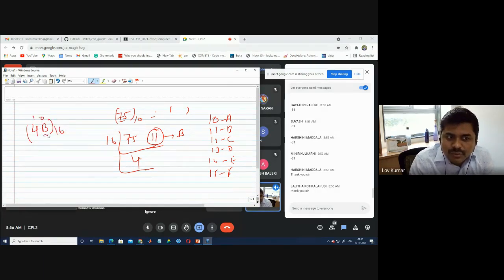0, 1. In place of B, what value will we write? 11 into 16 to the power 0 plus 4 into 16 to the power 1. What value are we getting here? 11 plus 64, that is equal to 75.